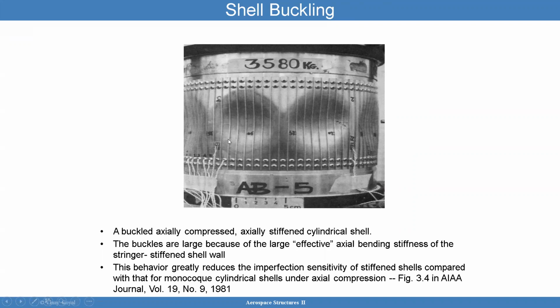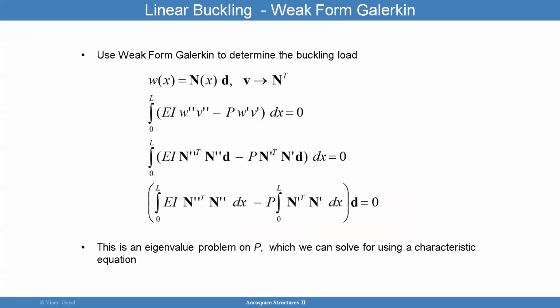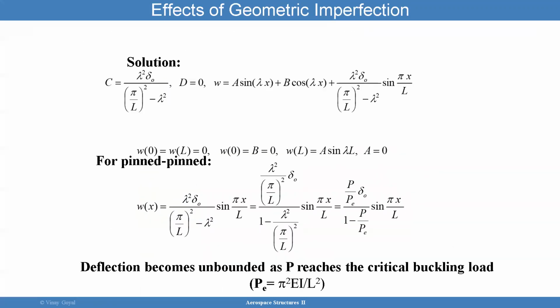And the buckles are quite large, and the reason is because there is a large effective axial bending stiffness of the stringer stiffened wall. This behavior really greatly reduces imperfection sensitivity. So it is imperfection sensitivity that causes a big reduction in buckling compared to analytical solutions. Everything I showed before with this stuff, analysis predicts very well.